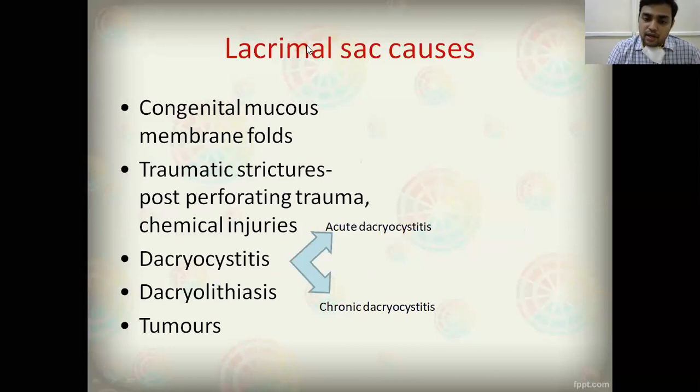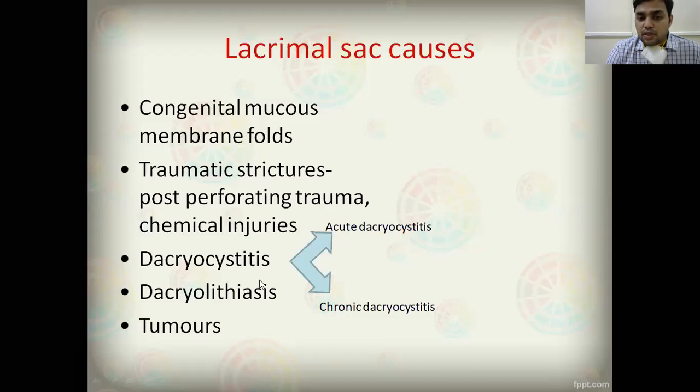So coming after canalicular, the next part is the lacrimal sac. What are the different causes for obstruction of the lacrimal sac? It may be congenital or acquired. Congenital, it is because of the presence of mucous membrane folds. Acquired, it may be due to trauma, maybe post-perforating trauma or chemical injuries, or due to inflammation of the lacrimal sac, that we call dacryocystitis, or due to the presence of stones in the lacrimal sac, that we call dacryolithiasis, and due to the presence of tumors in the lacrimal sac. These are the causes of obstruction at the level of the lacrimal sac.